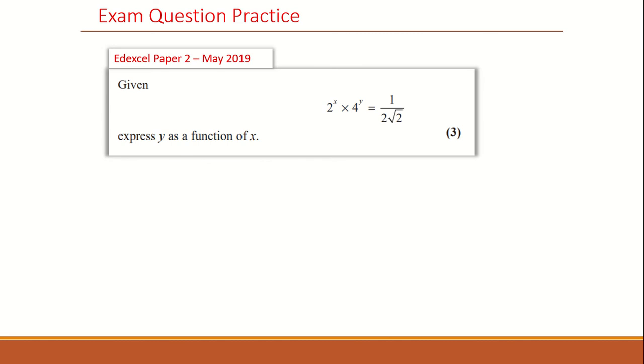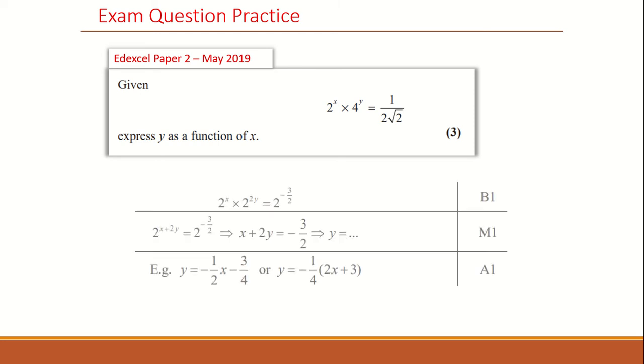Have a go at this exam question. Here you should have got y equals 2 minus a quarter times 2x plus 3, and all the working out is on the screen.